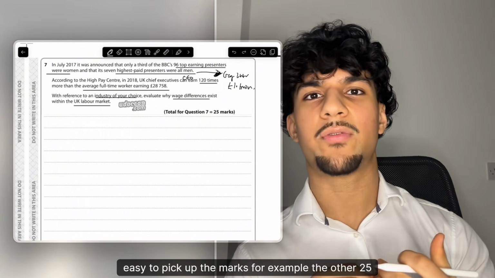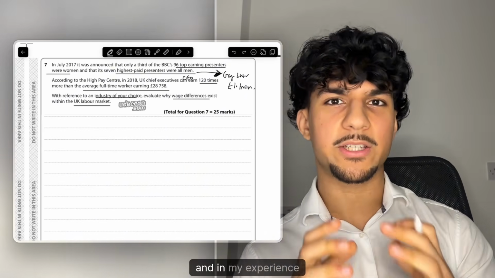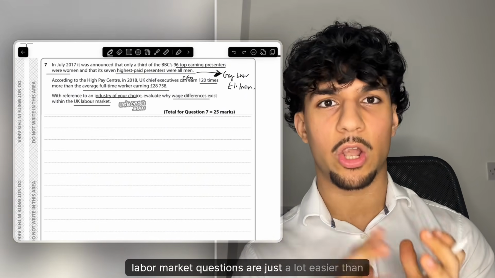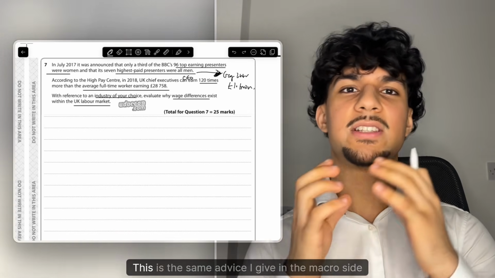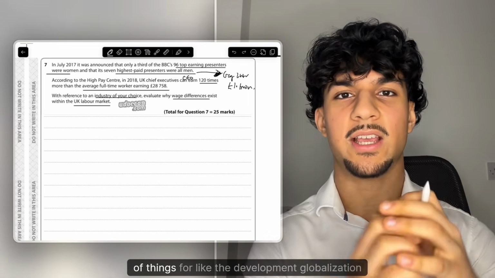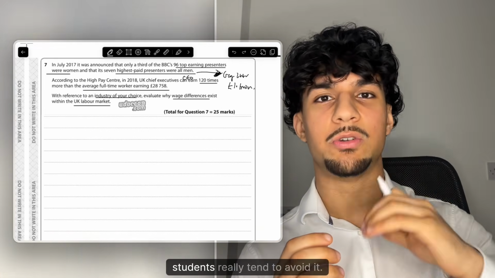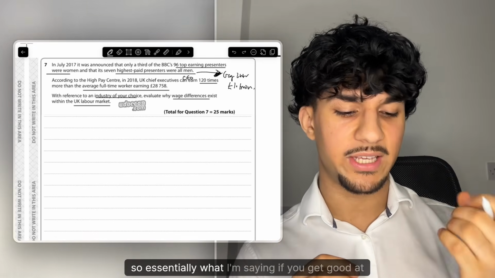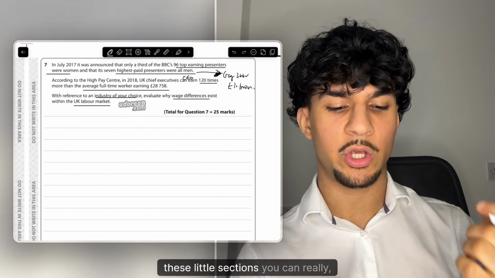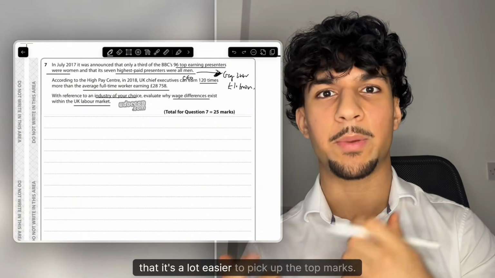For example, the other 25-mark question could require you to know a lot of detail, could be very specific, and in my experience, labour market questions are just a lot easier than the other 25-mark question. They're always really simple, straight to the point. This is the same advice I give in the macro side of things for the development globalization side. It usually is exactly the same thing where students really tend to avoid it, but the questions are a lot easier. So essentially what I'm saying, if you get good at these little sections, you can answer an easier question, thus meaning that it's a lot easier to pick up the top marks.